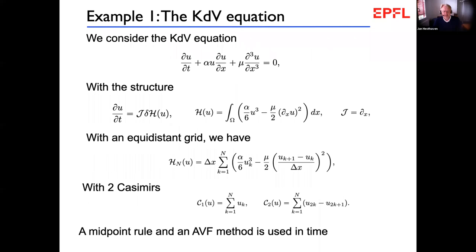You can prove a number of things for this. It's not so important. An example, for instance, could be the KdV equation. The KdV equation is written here, where alpha and mu are parameters. It describes waves in channels, for instance. Now you can write this in Hamiltonian form.